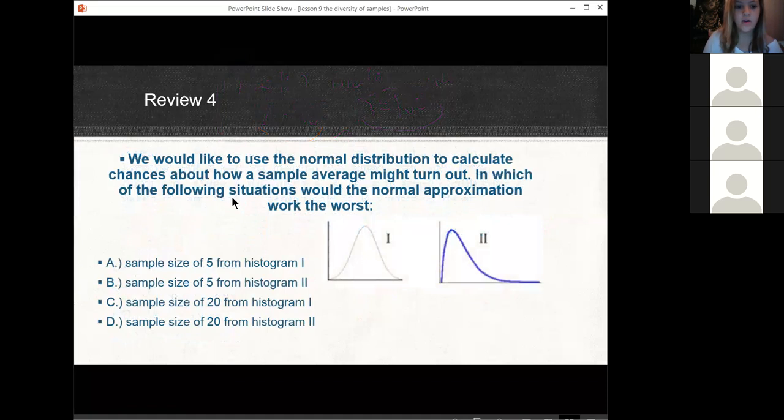All right, let's try one more. We would like to use a normal distribution to calculate the chances about how a sample average might turn out. In which of the following situations would the normal approximation work the worst? It's kind of a weird wording, but basically which of these sample sizes would not be good for each histogram. So try this one out.